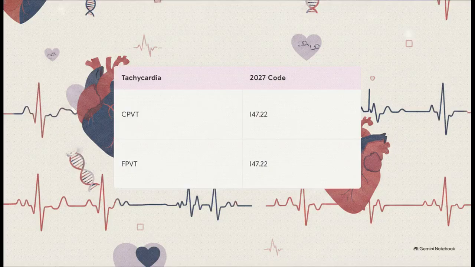Back over in the cardiology realm, sitting under the ventricular tachycardia umbrella, we have some brand new indexing for CPVT and FPVT. That's catecholaminergic polymorphic ventricular tachycardia and familial polymorphic ventricular tachycardia. Say that 3 times fast, right? Both of these now map precisely to I47.22. These are severe, often genetic, heart rhythm disorders that can cause sudden fainting or even cardiac arrest. Having them explicitly listed out in the index is huge. It prevents coders from getting totally lost in the weeds trying to decipher those incredibly complex electrophysiology reports.